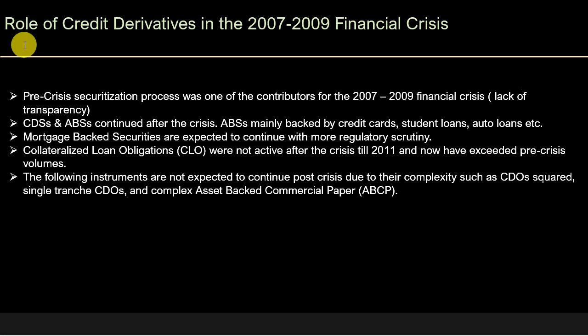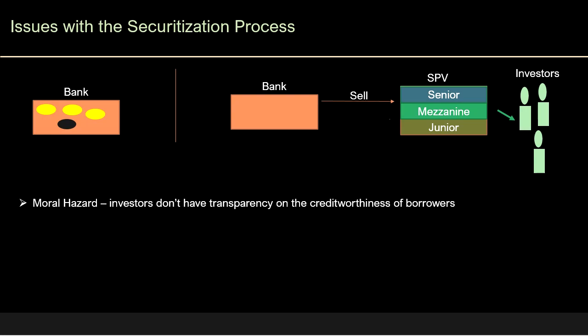So let's look at the role of credit derivatives in the 2007-2009 financial crisis. Now, the pre-crisis securitization process was one of the main contributors to the financial crisis, and as we discussed, one of the reasons was lack of transparency. In other words, the investors did not know what they were investing in. So this was one of the main reasons for the financial crisis.